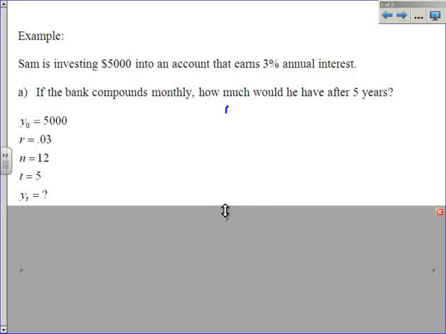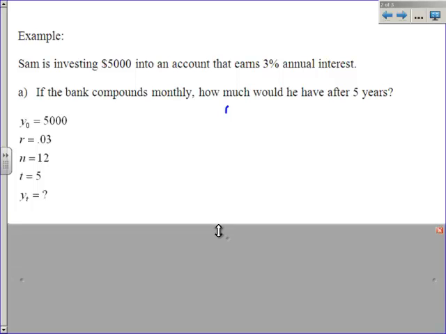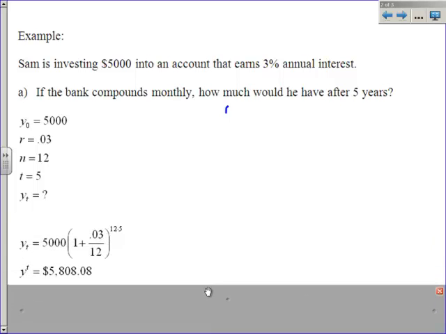We want to know what is the Y of t, so we're just going to plug this into our formula. Y of t is your initial amount times 1 plus interest rate over the number of times compounded, raised to the NT power, and you just throw that in your calculator, and that's the amount right there.